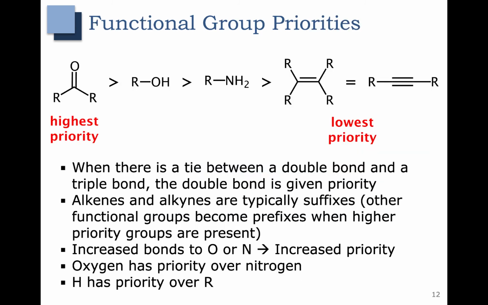Notice that everything we've covered in this lecture is going to have a higher priority than alcohols, amines, alkenes, or alkynes. So we're going to have to break this down a little bit further to determine the priority between our carbonyl compounds. Don't forget that the trends that we learned before are going to hold true. So if we have increased bonds to an O or an N, those are going to have increased priority. Also, if we have bonds to oxygen versus nitrogen, oxygen is going to have priority. And if we have a bond to an H over an R, that's going to have priority.